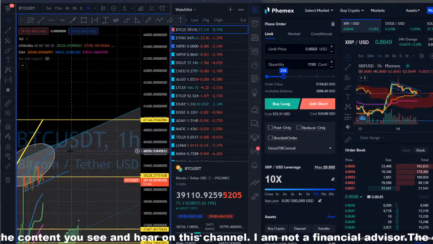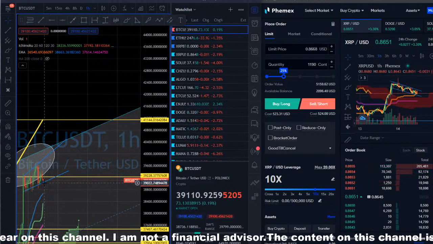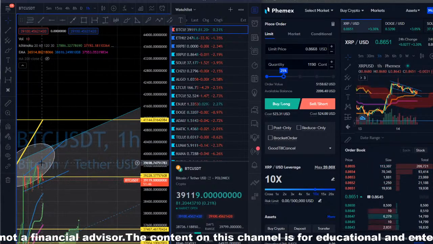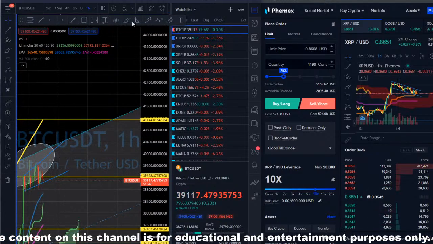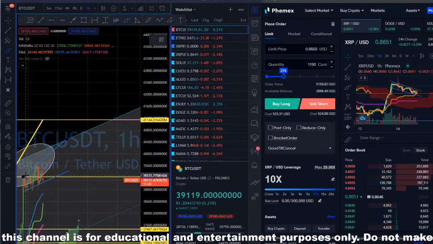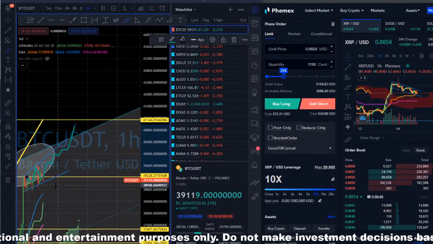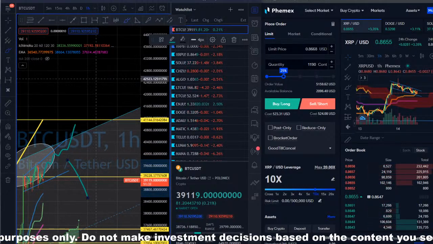Right now you have a broadening wedge forming right here, and the majority of the time when you have a broadening wedge that forms up like this, it tends to go up. Sometimes it could still go down, but the majority of the time it goes up.